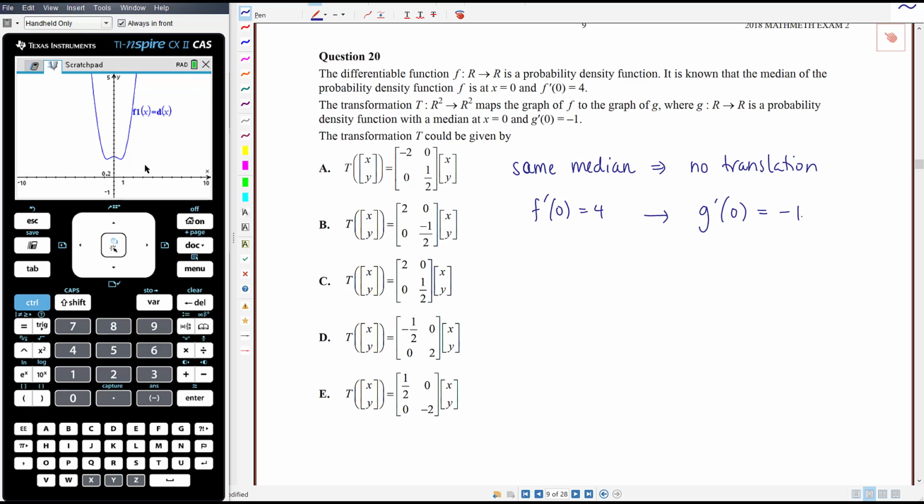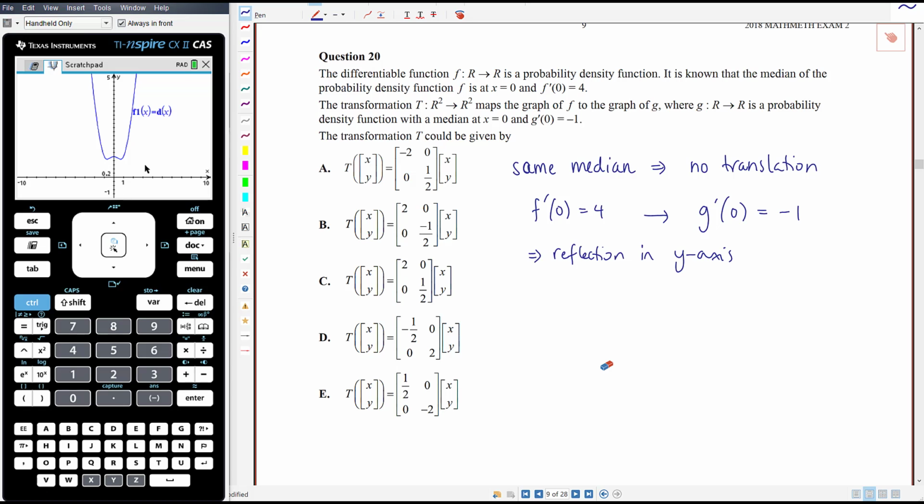But the fact that the gradient goes from being positive at 0 to being negative at 0 means that there must be a reflection in the y-axis. It could be a reflection in the x-axis, but then you'd have an issue with the probability density function, because a probability density function has to be above the x-axis, and so you can't reflect in the x-axis and still have another probability density function. So it must be reflected in the y-axis, but obviously there's also dilation, which is why the actual slope of it is changing as well, and that's what we need to think about next.